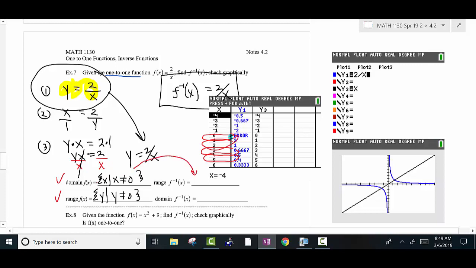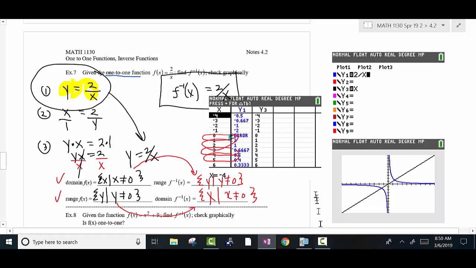So the domain of the function becomes the range of the inverse, and the only difference is put y not equal to 0. And again, the range of the function turns out to be the same as the domain of the inverse. Like that, okay? So that's how you do that. If you figure out the domain and range of the original function, then it's easy to figure out what they are in the inverse. Okay, does that make sense? Everybody with me there? Okay.